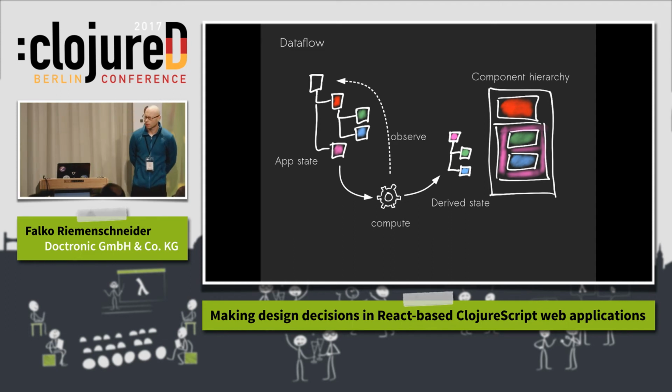So one of the tools that we have is Dataflow Programming. The core idea is that you have a single atom, and then you have some derived atoms, and you have functions between them. And every time that state in your single atom, so it's the single source of truth, changes, then these functions are run and the derived state is recalculated. And in the optimal case, only in those cases where you actually need to recalculate something.